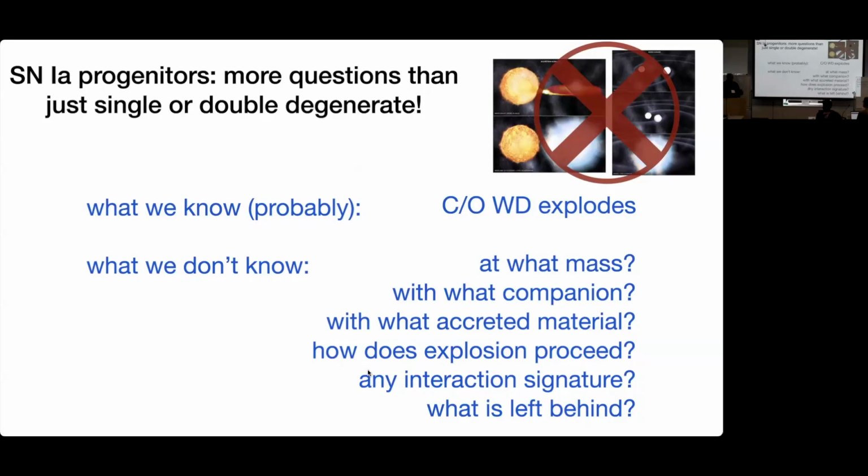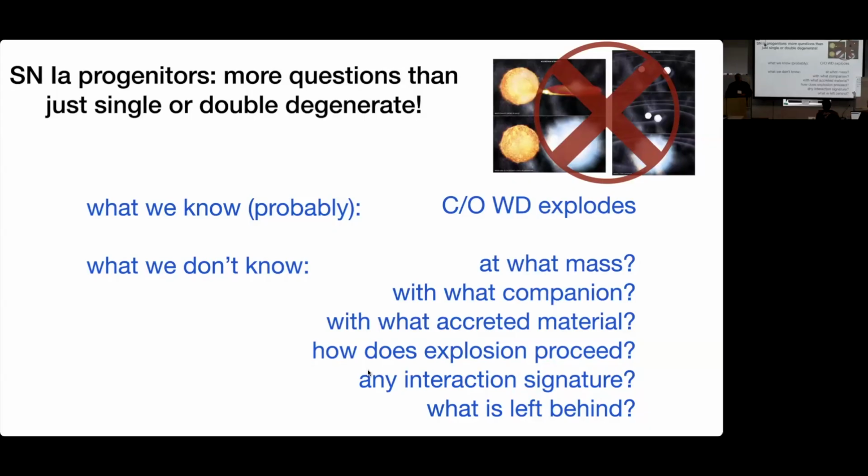There's different ways. There's a subsonic deflagration, a supersonic detonation. We don't know this answer. Okay. We have models. A pure detonation of a 1.4 solar mass white dwarf doesn't seem to work. But other than that, there are a lot of options on the table. So is there any interaction signature between the supernova blowing up and this stuff around it? And then what is left behind? Does the whole thing blow up? What if there's two? Did they both blow up? One of them? All open questions here.